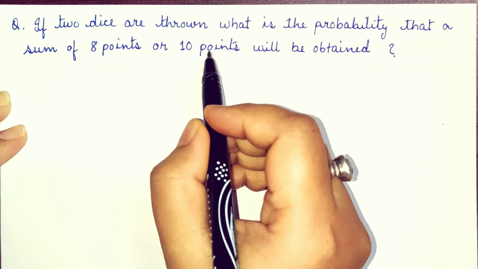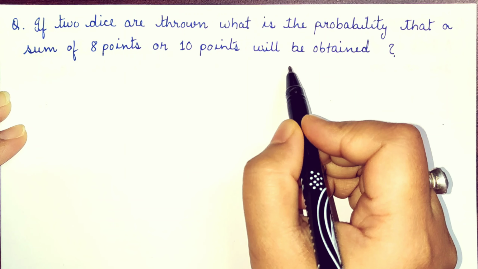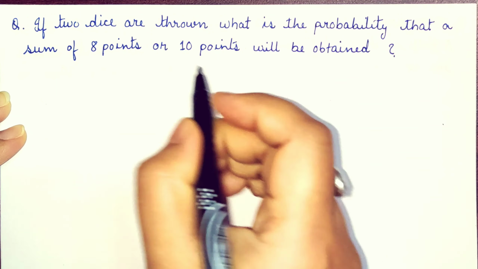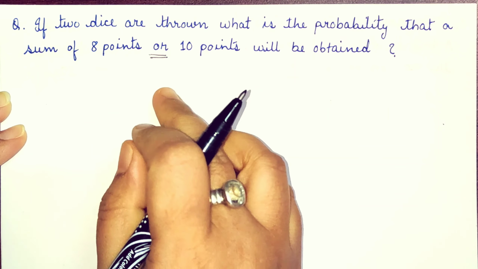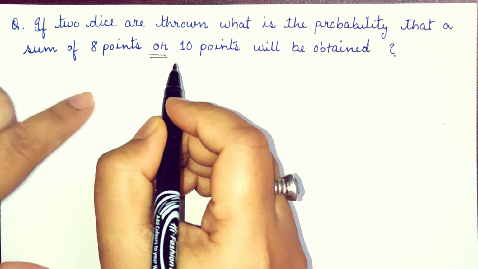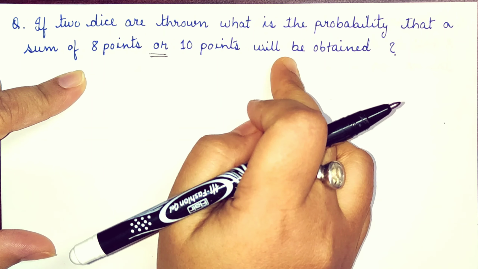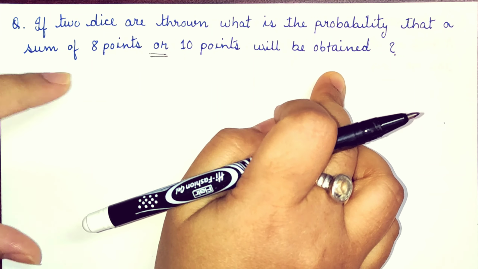If two dice are thrown, what is the probability that a sum of 8 points or 10 points will be obtained? Here, the keyword is "or". "Or" means either this event occurs or the other event, 10 points, occurs.